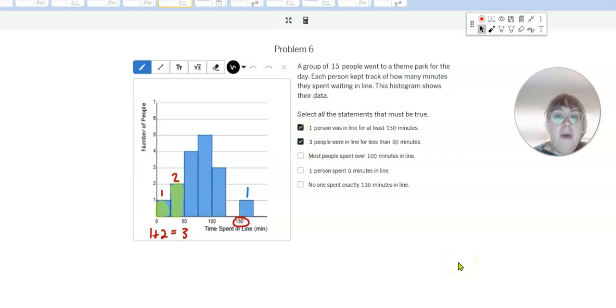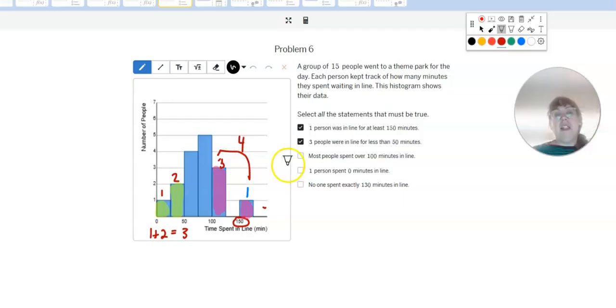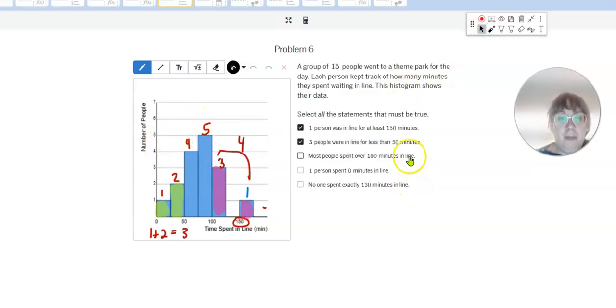Most people spent over 100 minutes in line. So here's 100. These are people that are over 100, which is 3 and 1. So there's about 4 people that spent over 100 minutes, compared to less than 100 minutes, which is 1 plus 2 is 3, plus 4 is 7, plus 5 is 12. So that one is false.